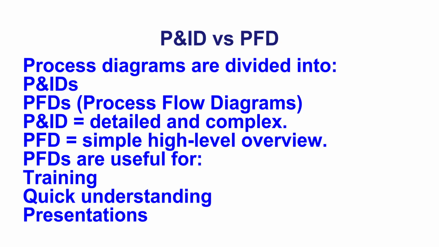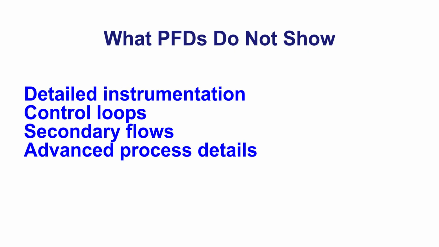Process diagrams are generally divided into two main types: P&IDs and process flow diagrams, or PFDs. A P&ID is detailed and complex, while a PFD gives a high-level overview of the process. A PFD shows the main flow path through equipment using simple symbols. It's great for quick understanding, training, and presentations, but it doesn't include detailed instrumentation, control loops, or secondary flows. That's where P&IDs come in.